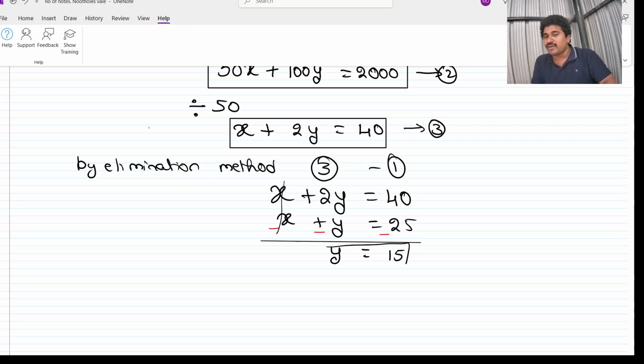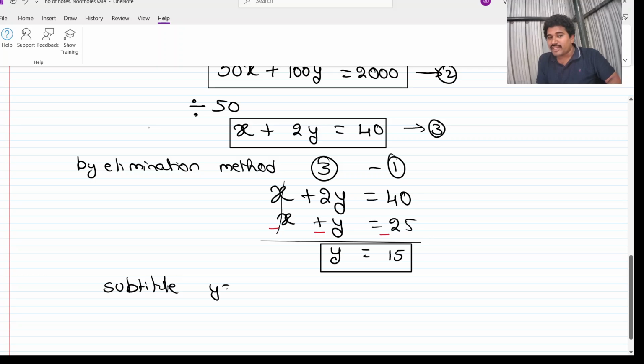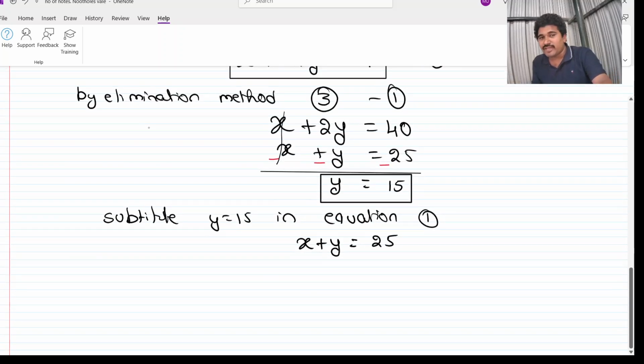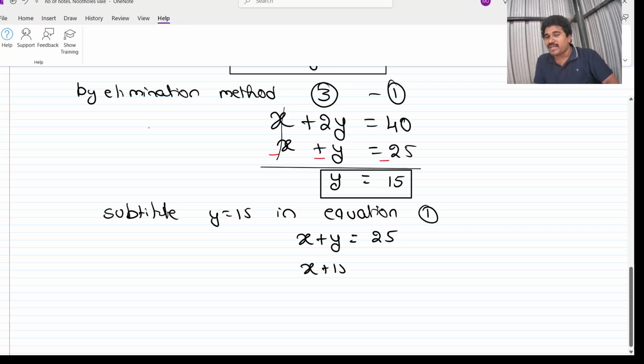Y is equal to 15. You got it right? Now you have to substitute y equal to 15 in equation 1. What is equation 1? X plus y equal to 25. Substituting, x plus 15 equal to 25, so x is equal to 10. X equal to 10 rupees.